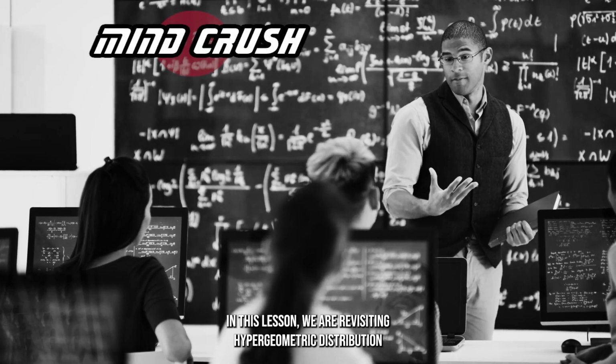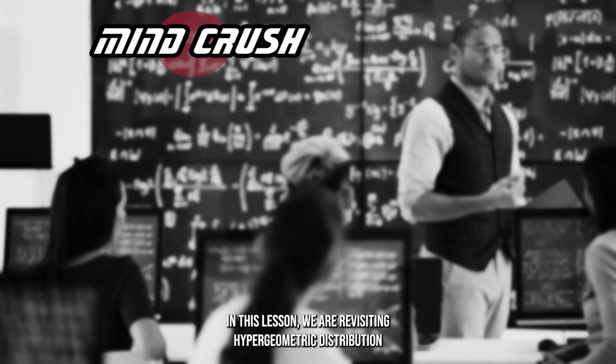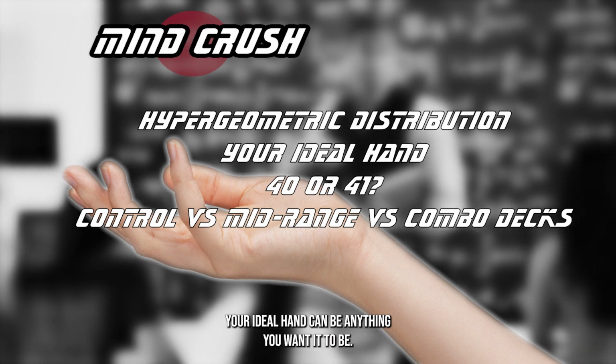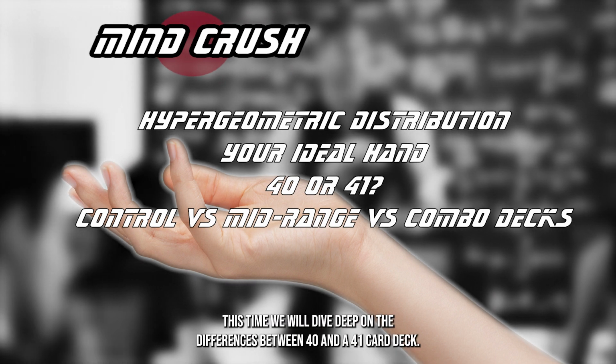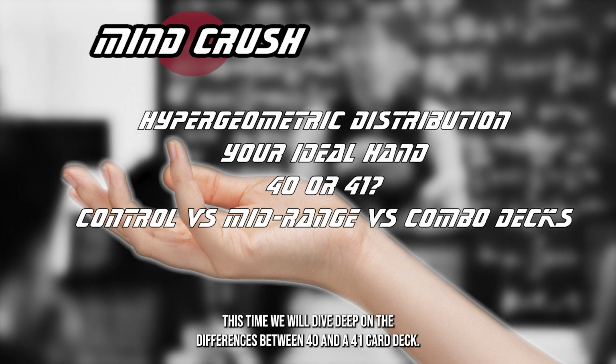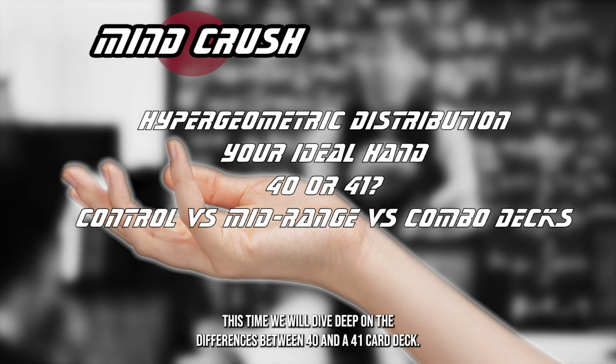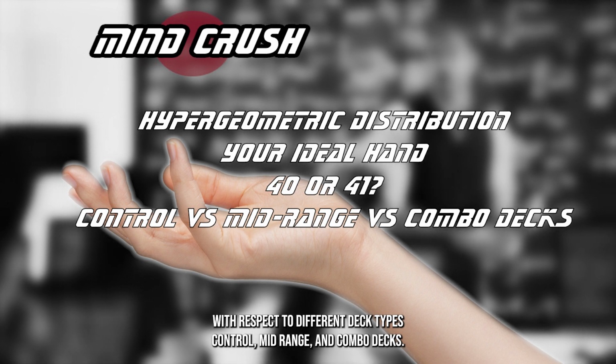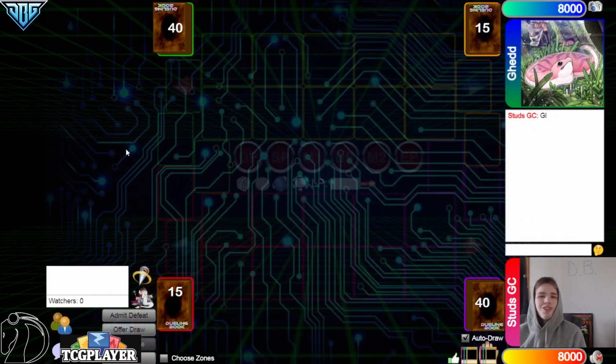In this lesson, we are revisiting hypergeometric distribution to emphasize how much freedom of choice you have. Your ideal hand can be anything you want it to be. This time, we will dive deep on the differences between a 40 and a 41 card deck with respect to different deck types: control, mid-range, and combo decks. 40 versus 40, gotta love to see it.